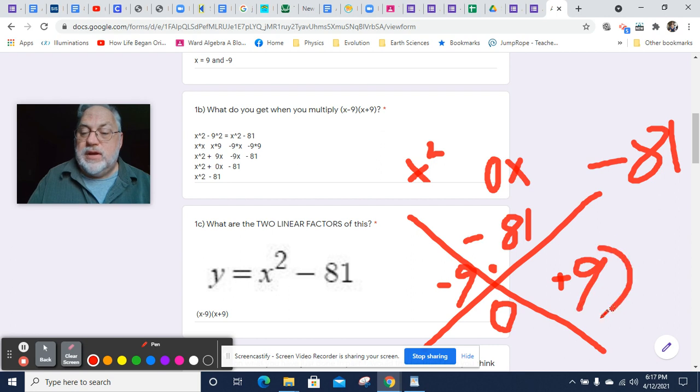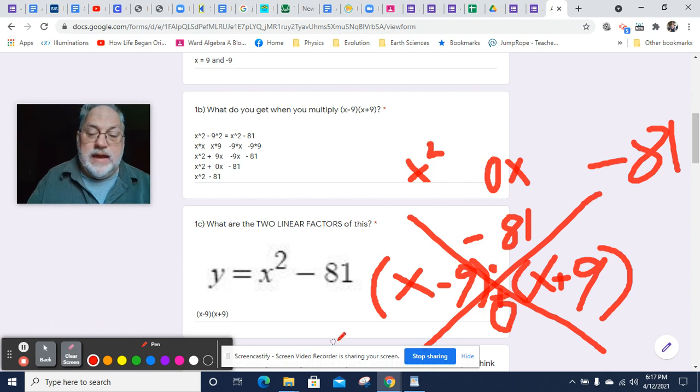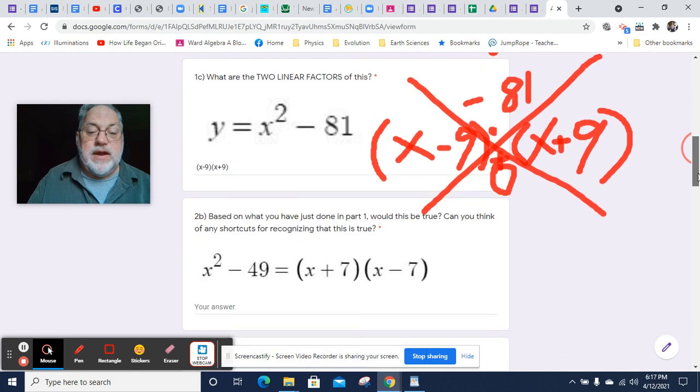And I can just organize myself into a couple of parentheses. So I have my linear factors. That'll be x minus 9 and x plus 9 right there. Okay, I should have put a little plus in here. There's a little plus. Okay, I hope that clarified that. Let me go back to here and let's scroll down and see if I had any more.